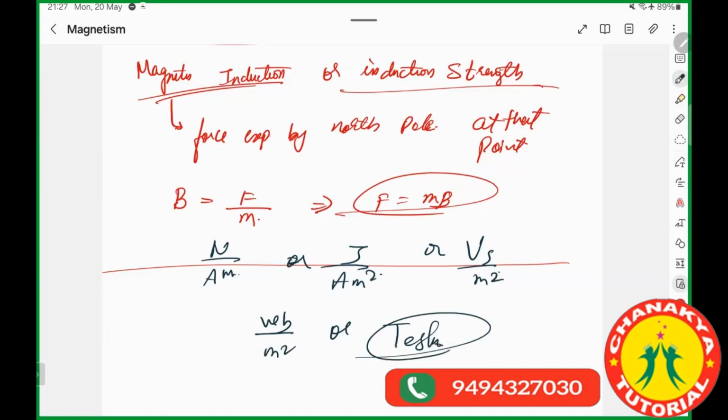We will use T almost everywhere, but we should know all these conversions. I guess you know, because Newton and joules we can convert, and from there we can get voltage also. All that we know. It's nothing new.